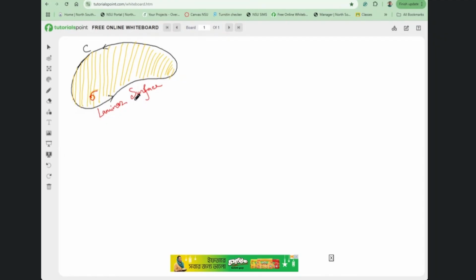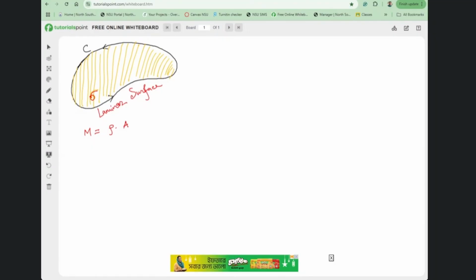Now, if someone would like to know the mass of this laminar surface, you need to calculate the density, rho, into the volume. That would be applicable for a three-dimensional object, but since a laminar surface is a two-dimensional object, here mass can be calculated by density into area, right?